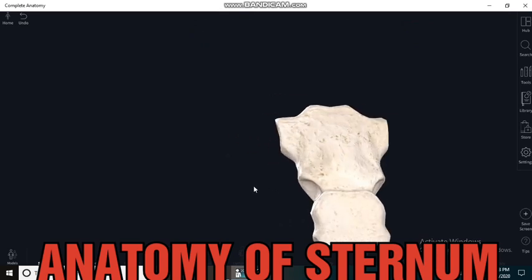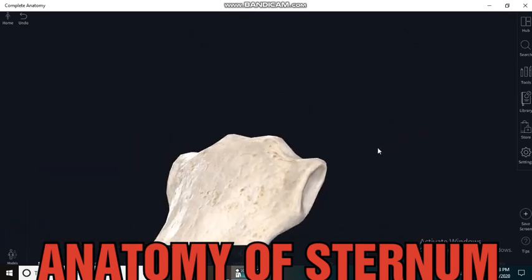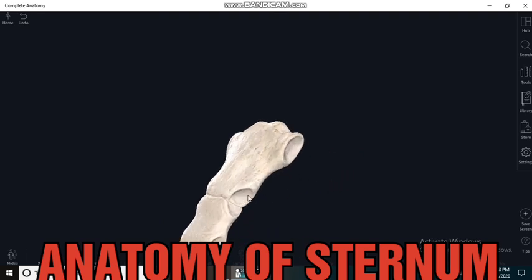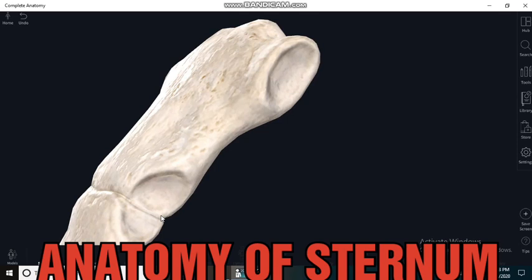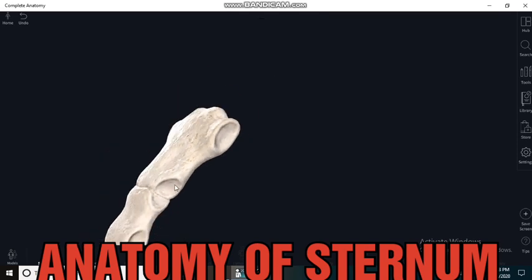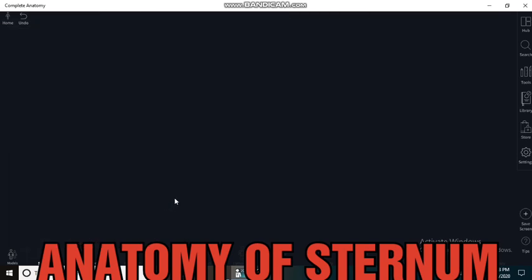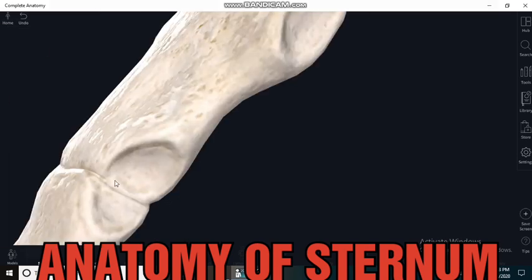On the lateral edges of the manubrium, there is also a demifacet for the costal cartilage of the second rib. Demifacet means half facet, and half of the facet lies at the body of the sternum. This facet articulates with the costal cartilage of the second rib.